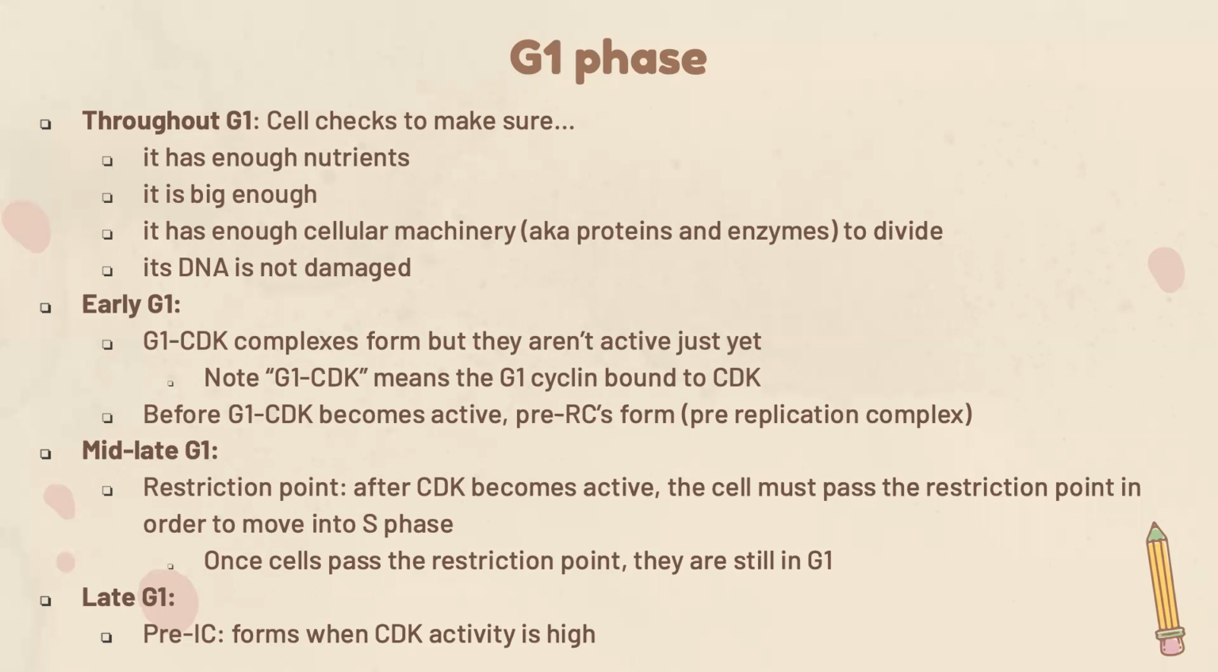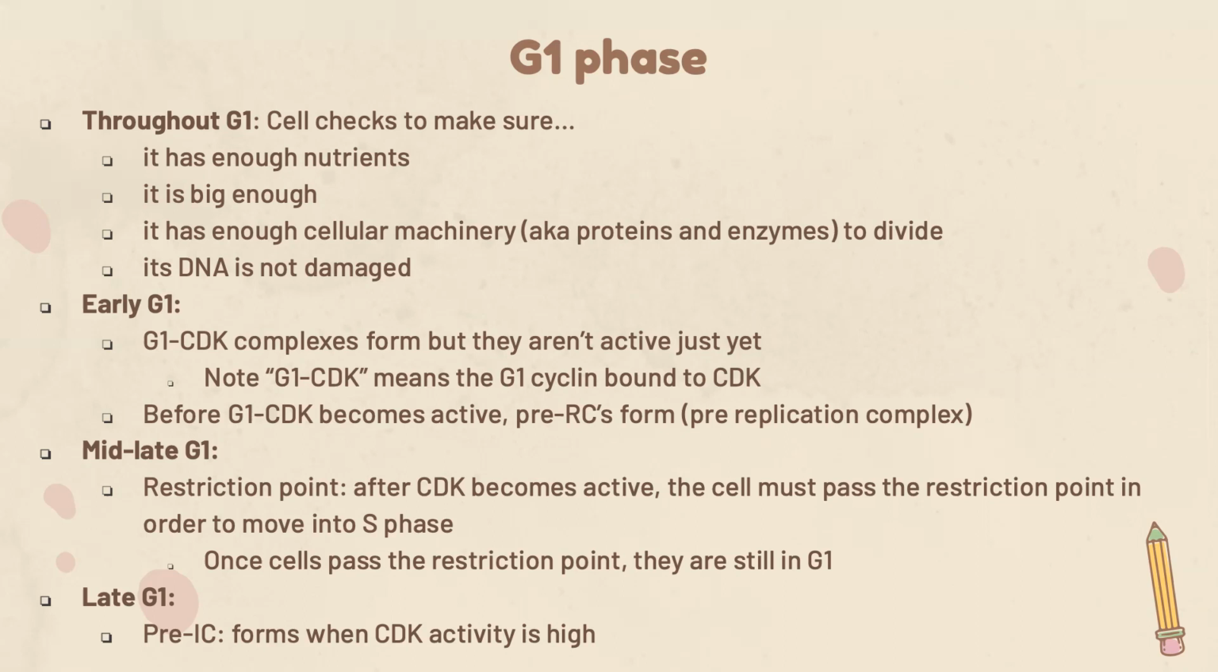So early in G1, when CDK levels are low, the pre-RCs form, and then we'll get into more detail about those. Also early in G1, the G1 CDK complexes can still form, but they don't become active yet. So just because they have formed doesn't mean that they're active or that they can inhibit the pre-RC formation.